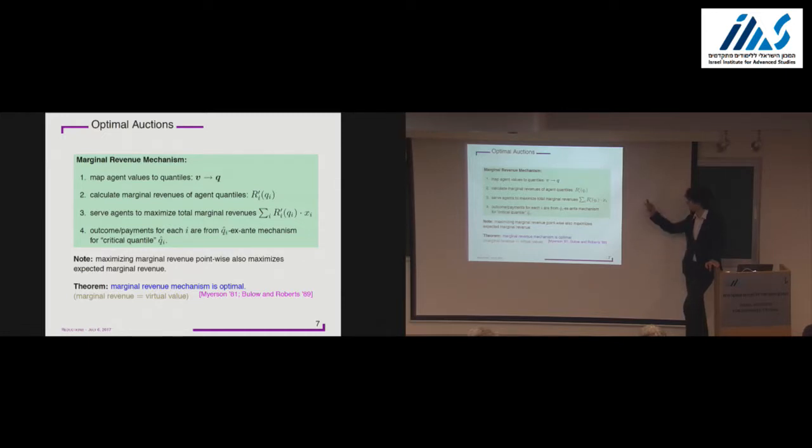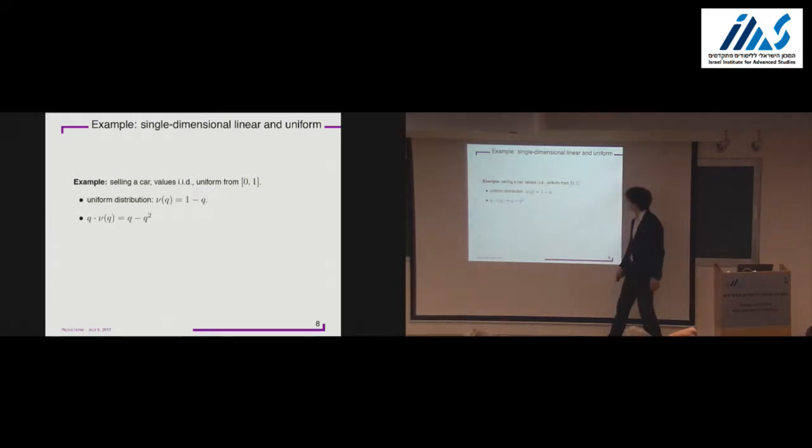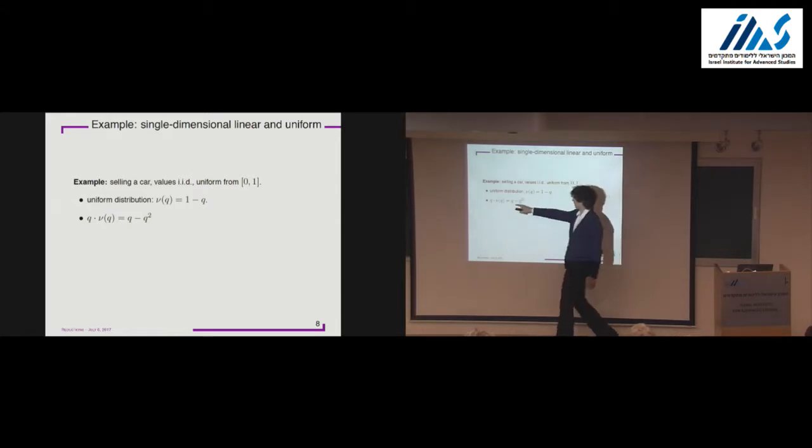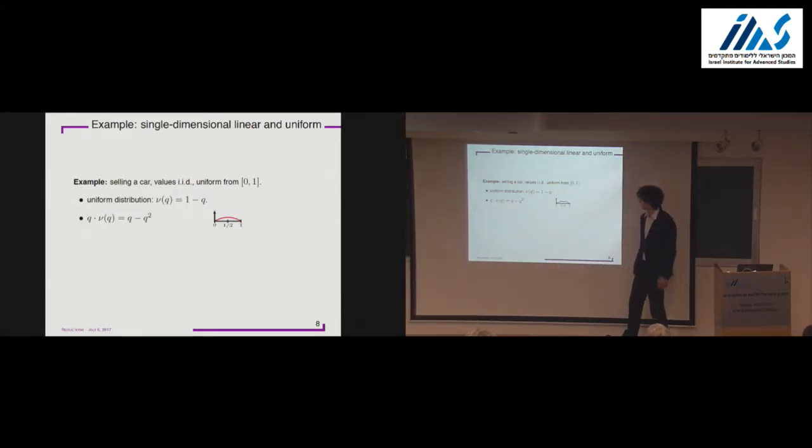Okay, and I used the fact that the revenue curve was concave, which meant the marginal revenues were monotone, and so this is a monotone allocation rule, you guys all know that. Okay, so the usual example, selling a car but not painting it different colors, just one car, uniform 0 1. So the uniform distribution has value function 1 minus Q. Q times the value of Q is Q minus Q squared, which is this function. That's R of Q. Its derivative is 1 minus 2Q.